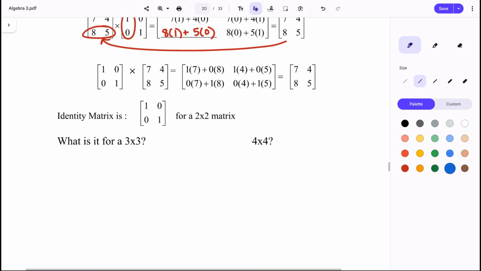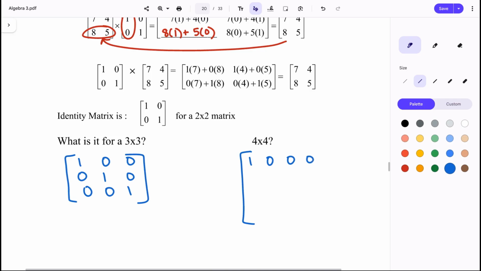What do you guys think it would look like for a 3x3? Yeah, so it'd be 1, 0, 0, 0, 1, 0, 0, 0, 1. What do you think a 4x4 matrix would look like? Same thing, just you have more elements now. Okay, and we could keep going. We could make a 5x5, a 6x6, and all that. We probably in this class won't be getting anything beyond a 4x4 matrix. So we're not going to worry about a 5x5 or that. But that's what the identity looks like, okay?